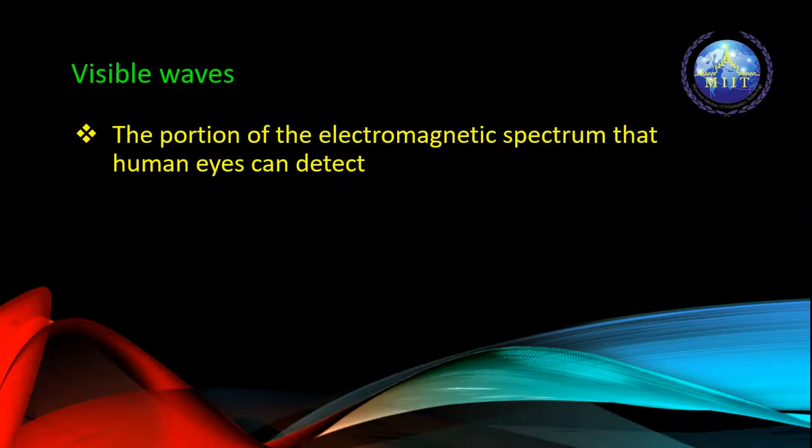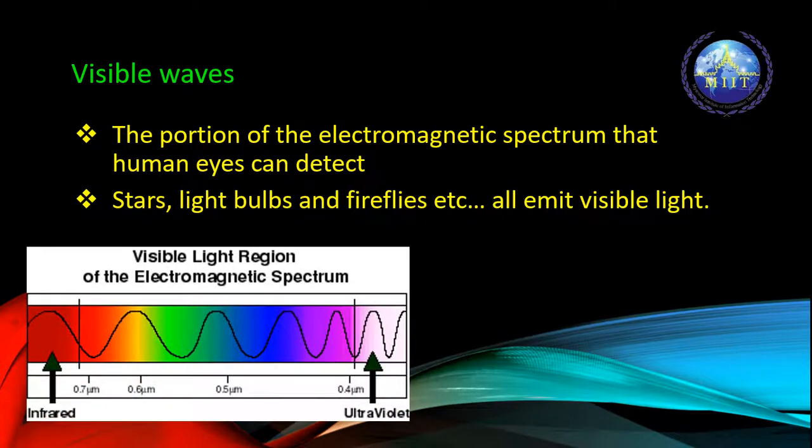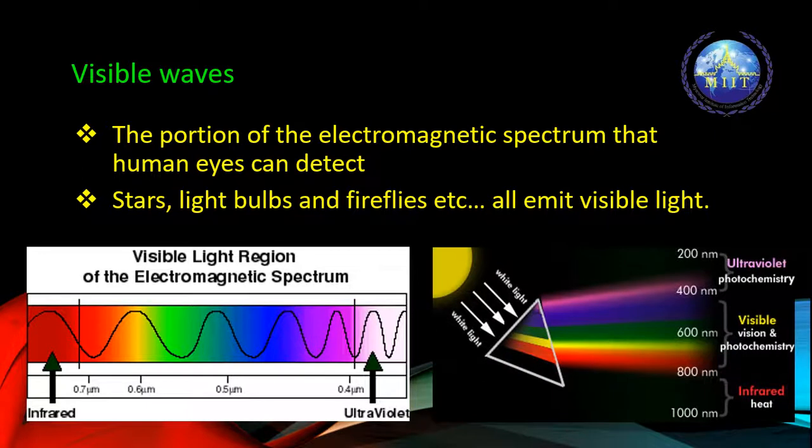Visible wave. The portion of the electromagnetic spectrum that the human eye can detect. Stars, light bulbs, and fireflies, etc. all emit visible light. This shows the visible light region. This is the spectrum of visible light, ultraviolet, and infrared.